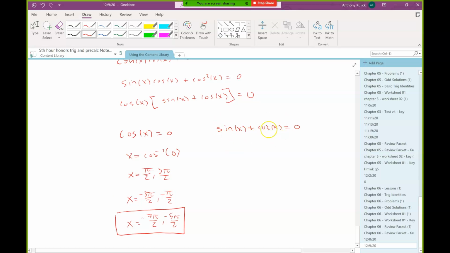So this was a trick that we saw in the previous chapter. When I have a sine plus a cosine, or a sine minus a cosine, or some combination like that, what I need to do is just create a tangent out of this. So I'm going to subtract sine from both sides, and then divide both sides by cosine, and then divide by a negative 1. So I can say that negative 1 is equal to tangent of x.